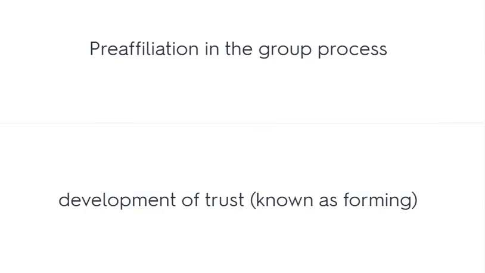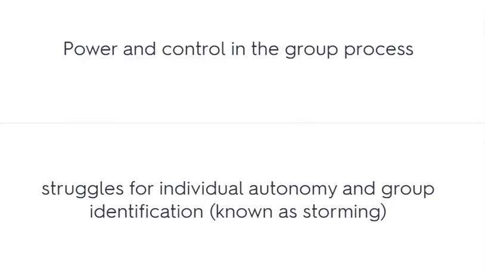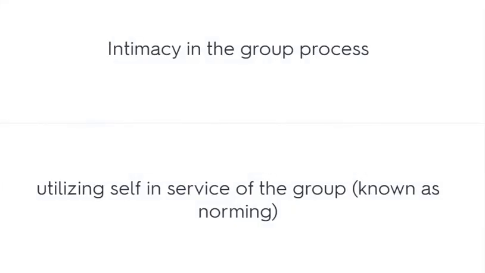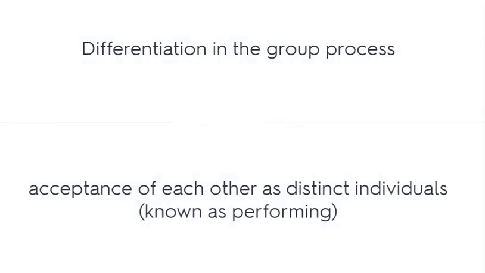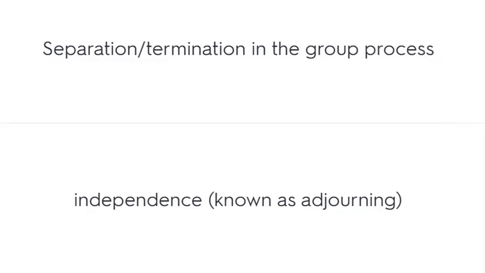Pre-affiliation in the group process: development of trust. Power and control in the group process: struggles for individual autonomy and group identification. Intimacy in the group process: utilizing self in service of the group. Differentiation in the group process: acceptance of each other as distinct individuals. Separation, termination in the group process: independence.